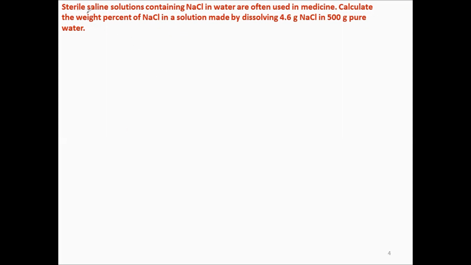It states that sterile saline solutions containing NaCl in water are often used in medicine. So this is just a statement. Now it says to calculate the weight percent. So we have to calculate the weight percent of NaCl in a solution which is made by 4.6 gram of NaCl in 500 gram pure water. So let us see first what is given to us. Then we will see how we can find the weight percent.